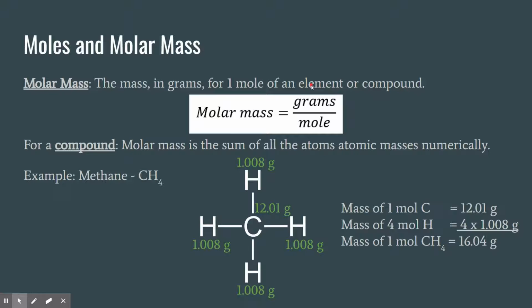Now, compounds are a little different. Compounds are collections of atoms that are chemically combined. So the molar mass is just going to be the sum of all the atoms. So if I take an example like methane, which is CH4, it has 1 carbon and 4 hydrogens. I have to add up all the atoms together. So there's a 12 and 4 ones. We'll get about 16.04.